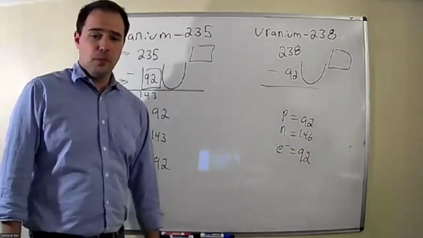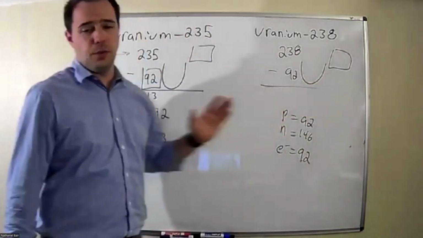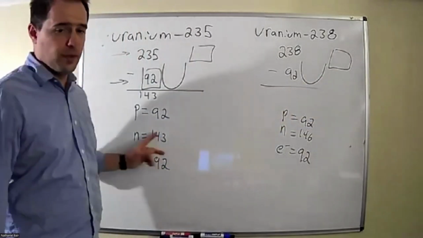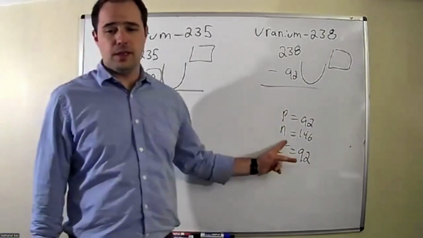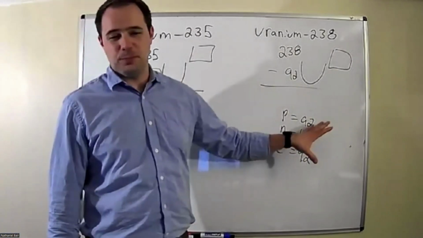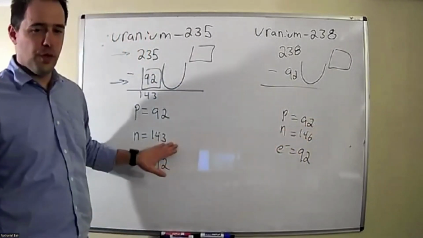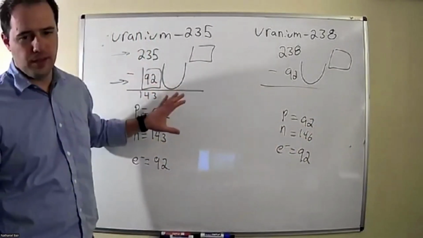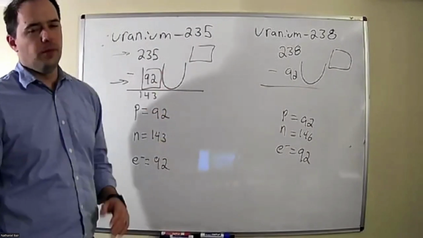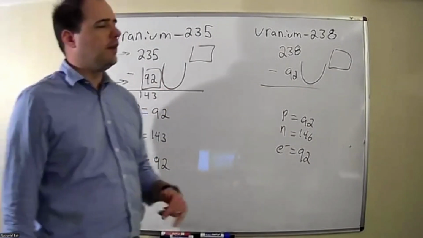How are we doing? Do you see how these are isotopes of one another? Same atom, 92 protons, different number of neutrons, 143. This guy's got 3 more. Those 3 neutrons really stabilize the atom. When you remove those 3 neutrons, this thing becomes incredibly unstable and capable of having fission happen to it, which we won't get into. But yeah, cool.